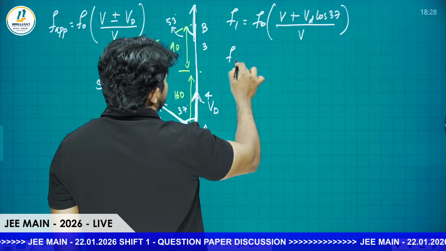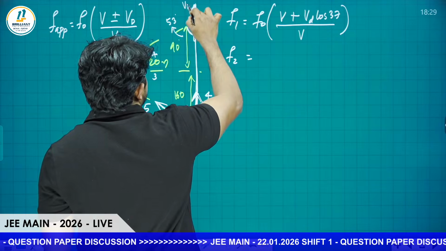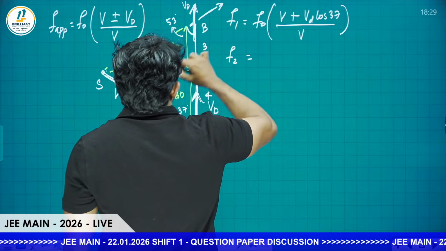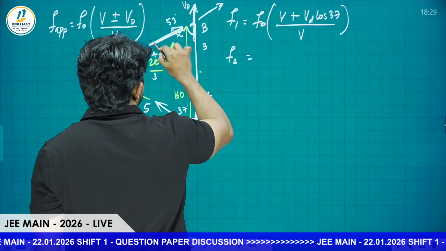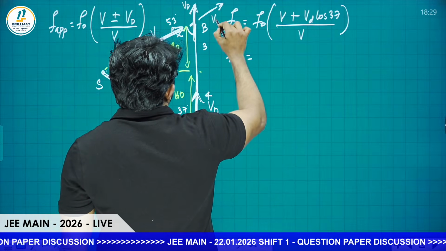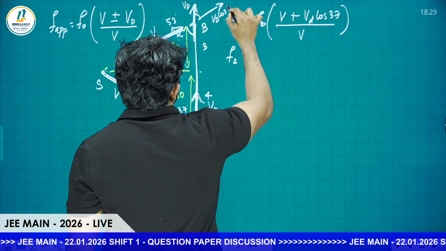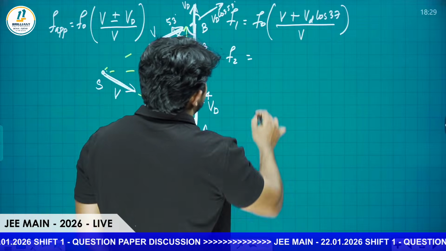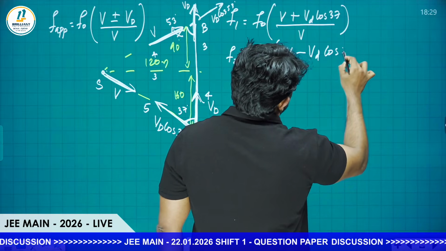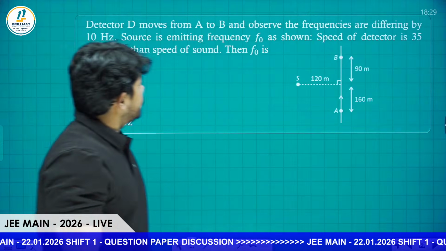Okay, this is my first equation, and f2 will be, here the detector is actually moving in this way at B. So we can write the component. The velocity of sound will be in this way, and just v, right? This component will be equal to Vd cos 53, right? So they are in the same direction, so I am going to take it as f2 = f0 times (v minus Vd cos 53) divided by v.